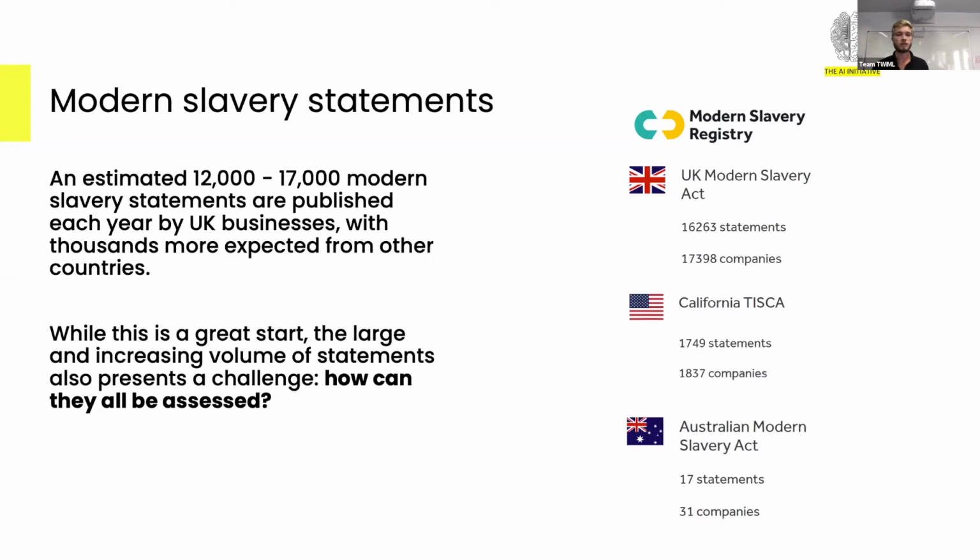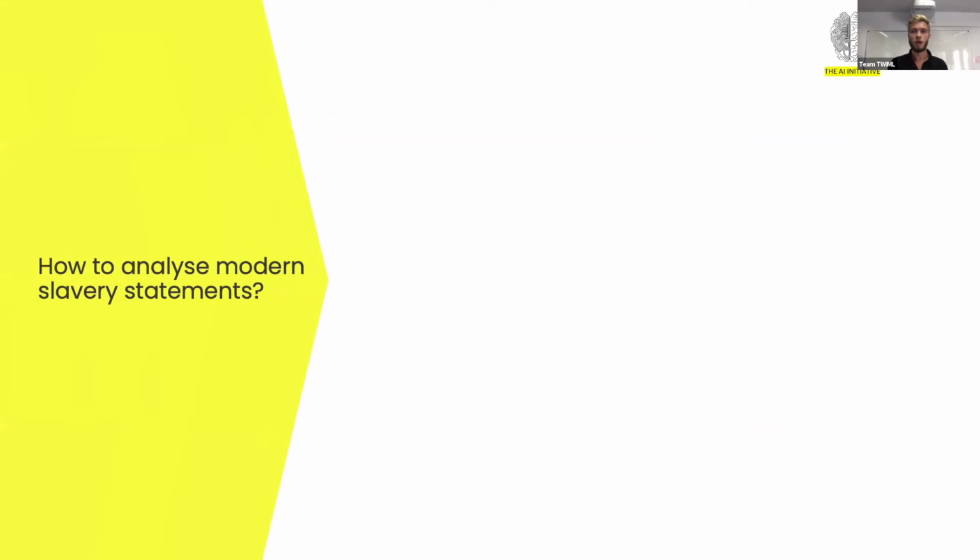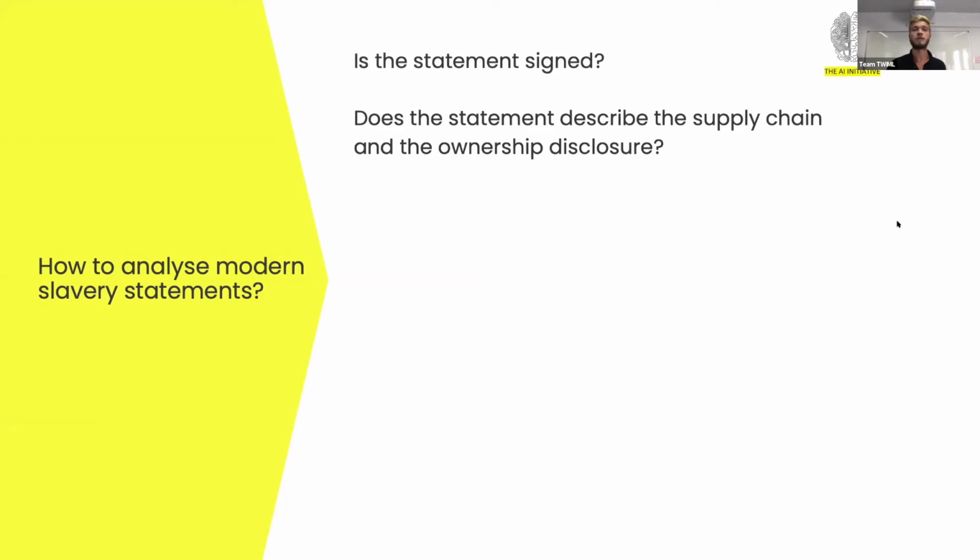Now, this poses a challenge: if lots of these statements are published, they can be in any format, including PDF and HTML, some scanned, some digital. How can all of these be assessed? There are different ways to assess a modern slavery statement. For example, we can look at whether the statement is signed, whether the statement describes the supply chain and ownership disclosure. So does the company actually list who its subcontractors are, at what conditions, what the contract terms are, where these contractors are based? All of these aspects, the companies are supposed to list in their statement.